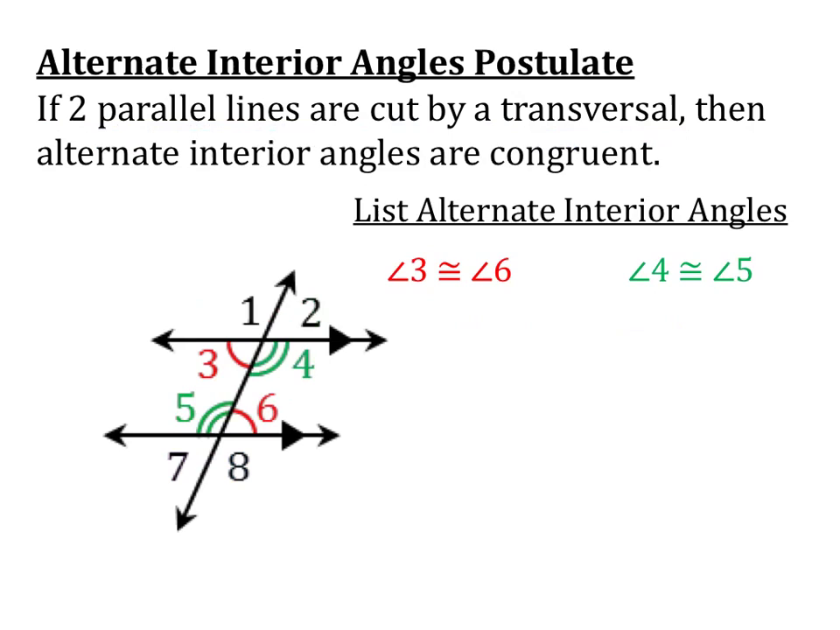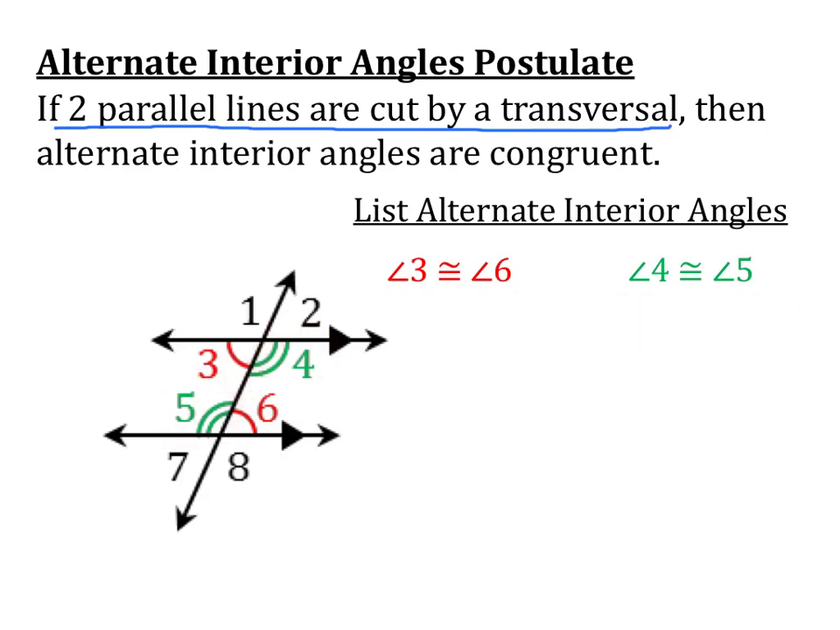Next, we have the alternate interior angles postulate, which again starts that if 2 parallel lines are cut by a transversal, then alternate interior angles are congruent. So that means angle 3 and angle 6 are congruent to each other, and angle 5 and angle 4 are congruent to each other.